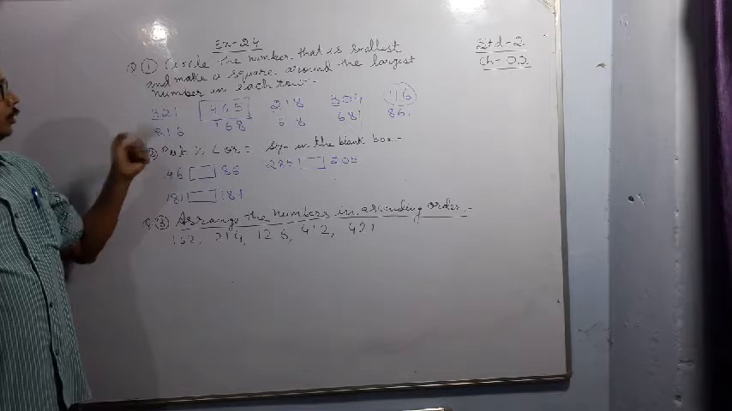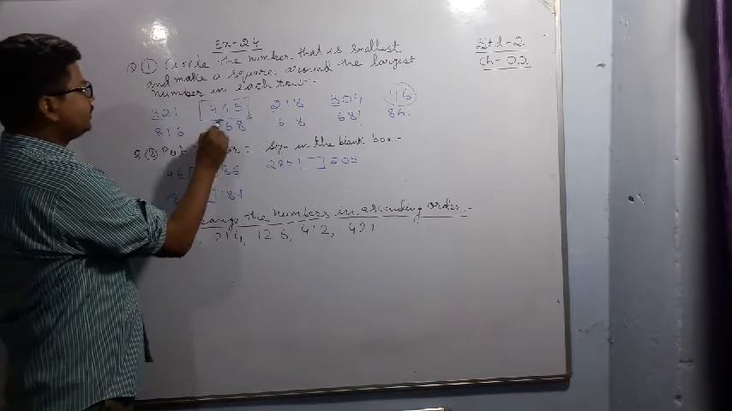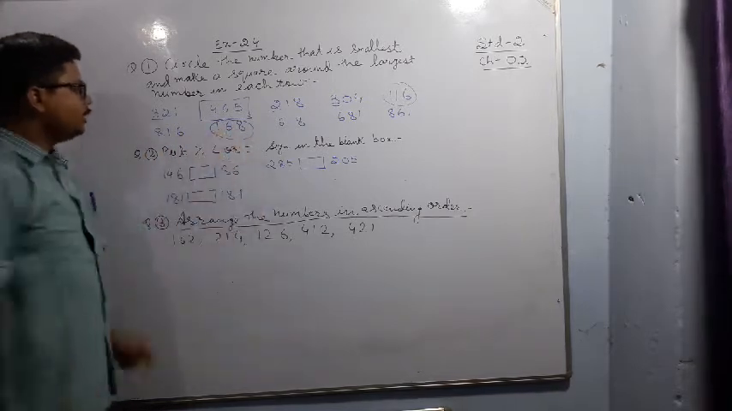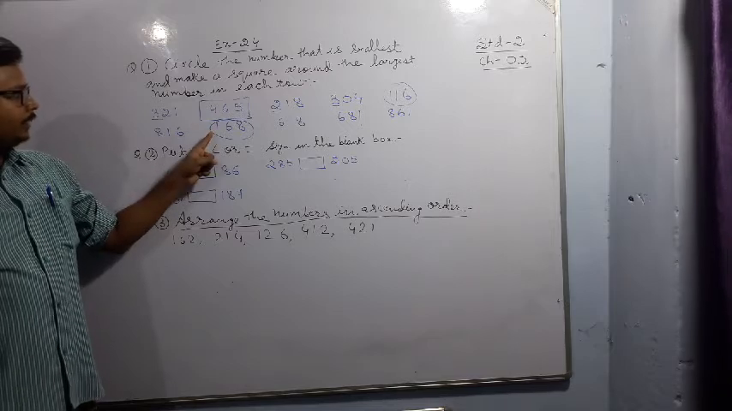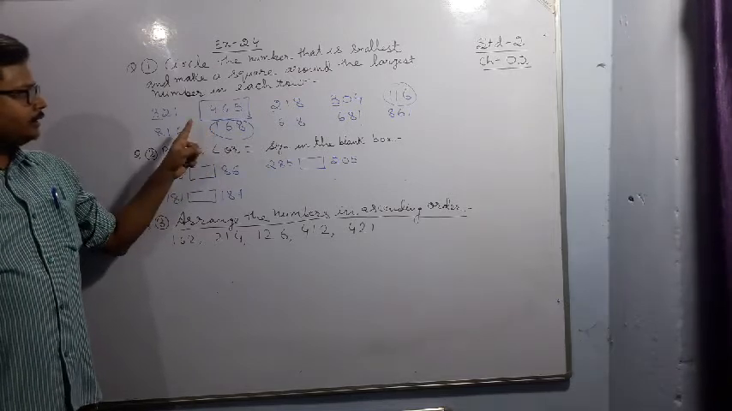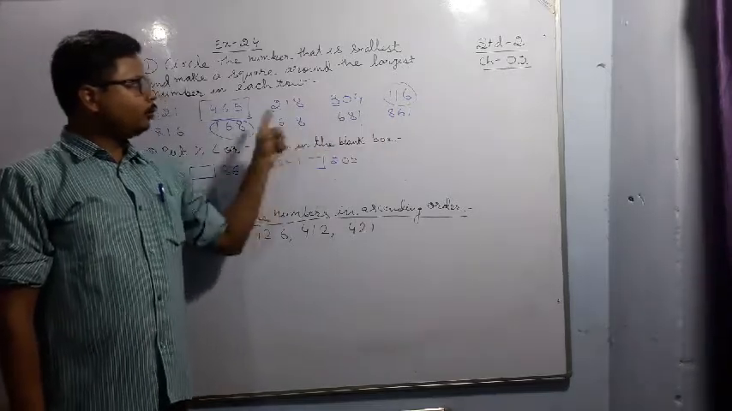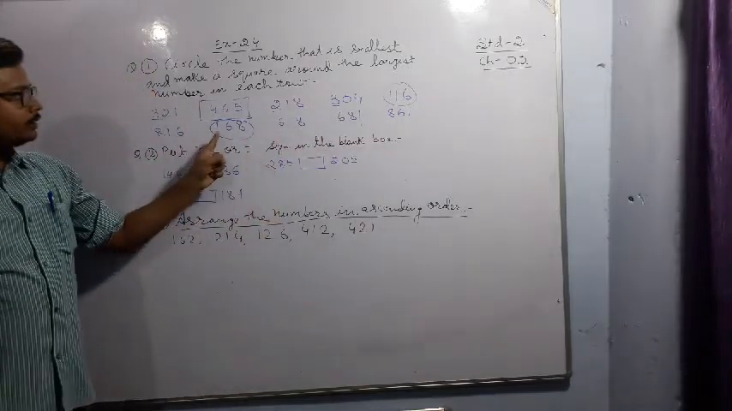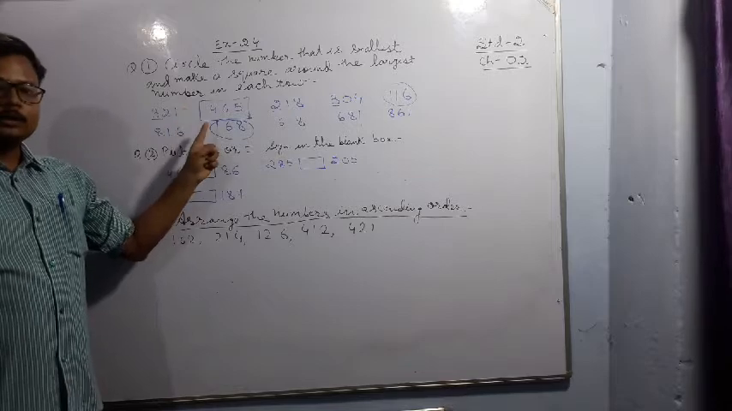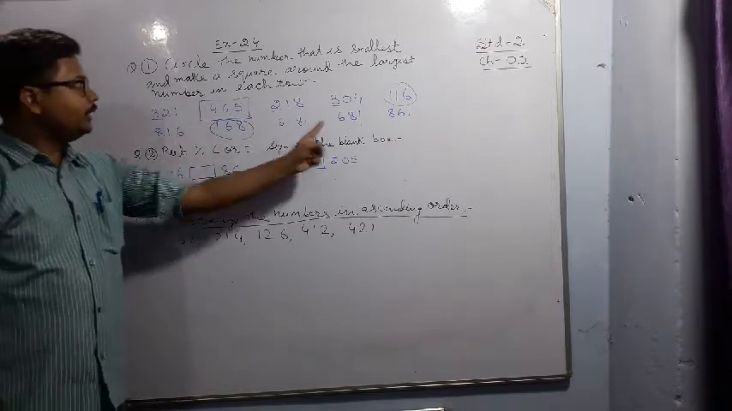In this case, the smallest number will be 168, because in hundreds place the digit is 1, and in other numbers the hundreds digits are more than 1. So 168 will be the smallest 3-digit number in this row.